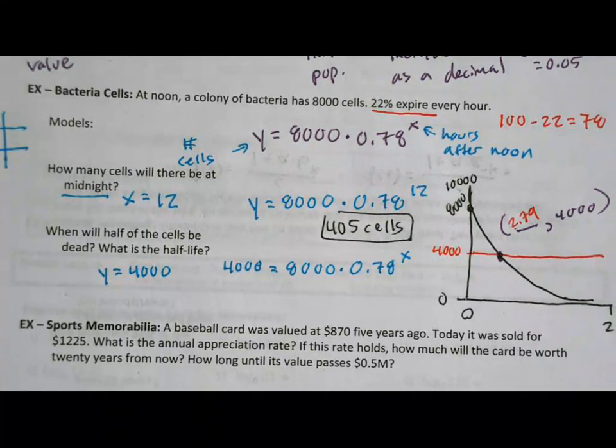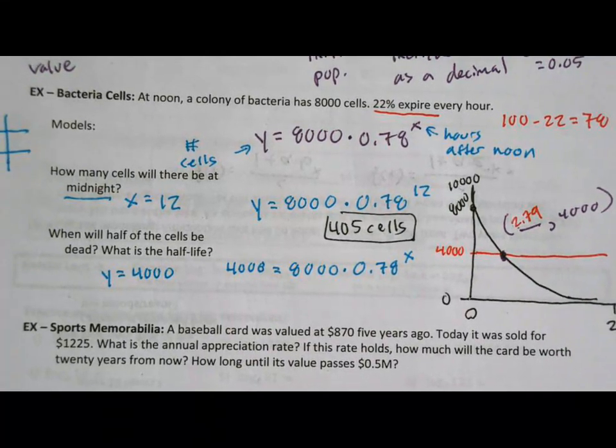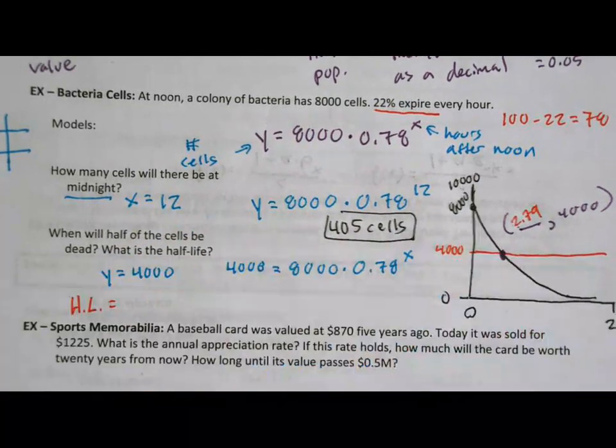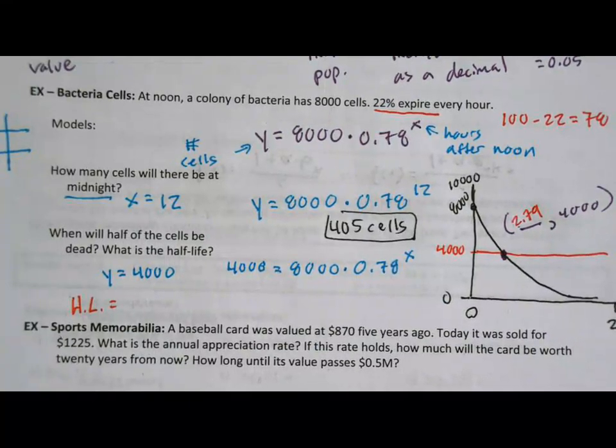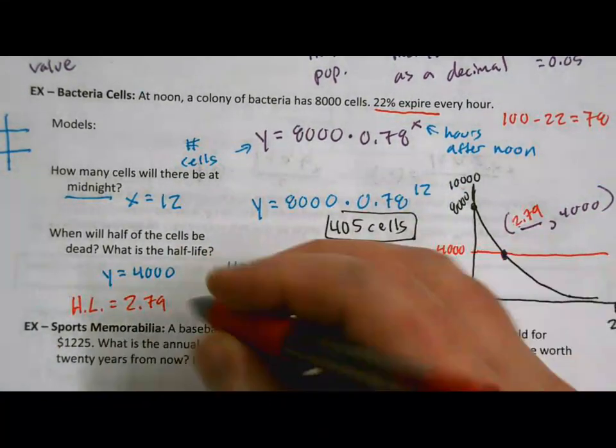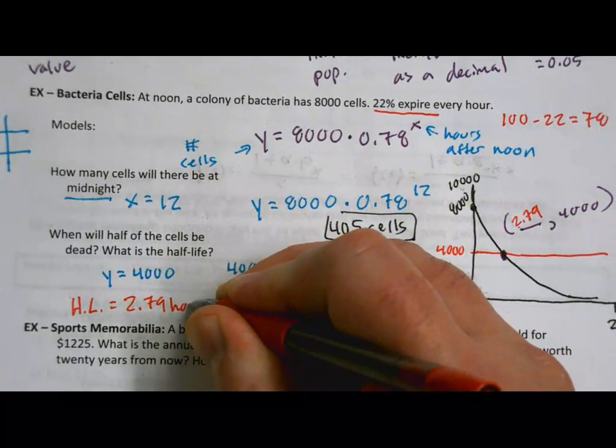So there are kind of 2 questions being asked here. One of them was, what is the half-life? Let's go ahead and write what the half-life is. How long did it take for half of them to die? 2.79 hours.